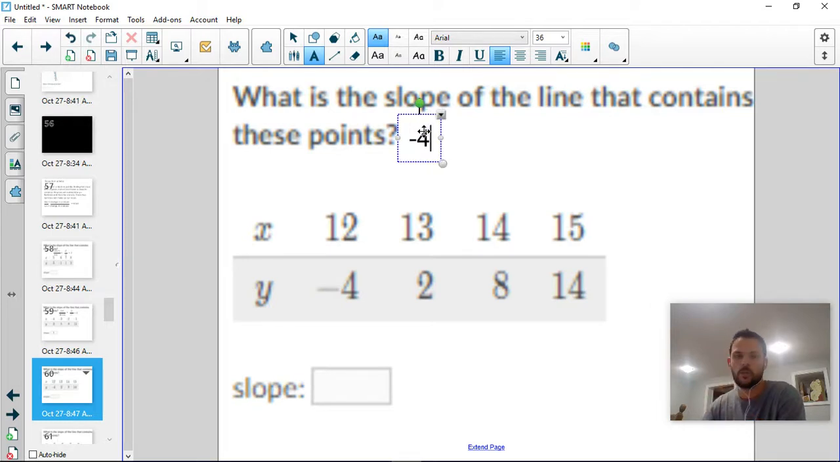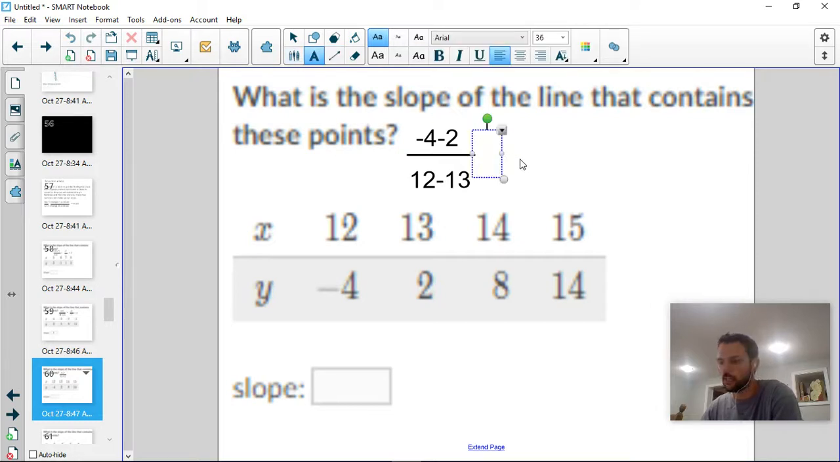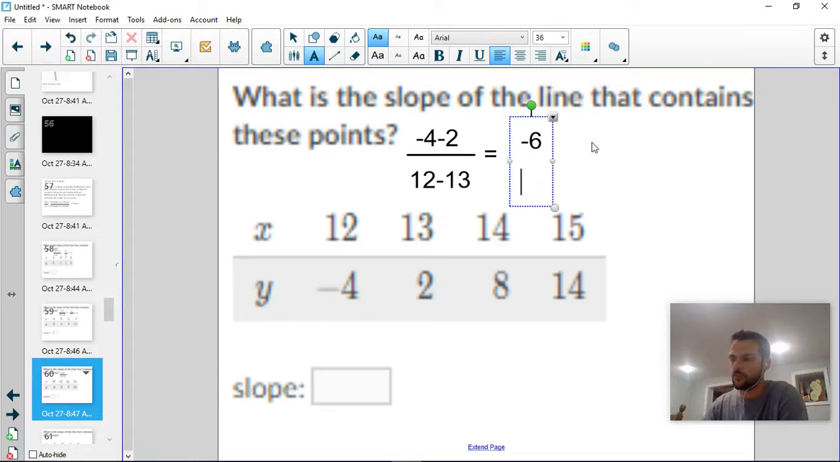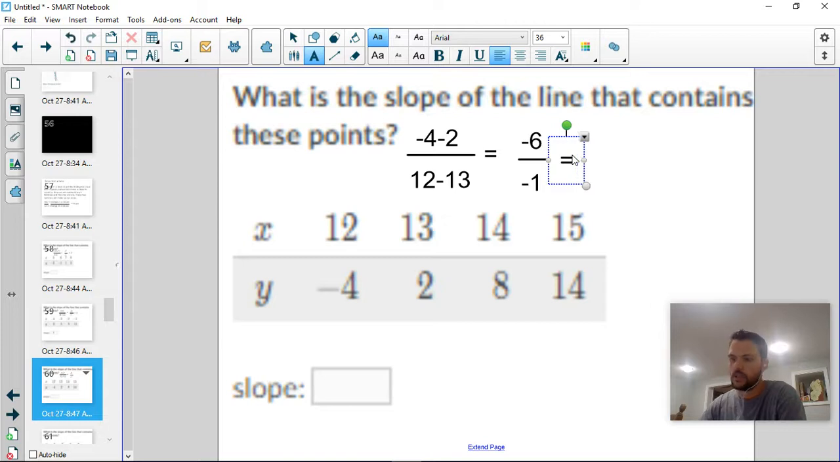Let's do -4 minus 2, right? We're always subtracting here. And then find the difference in the x's. So that'd be 12 minus 13. And again, let's try to center that up a little better, make it a little neater. Let's get an equal sign in here and simplify this guy. So -4 minus 2 is -6. 12 minus 13 is -1. All right, let's pretty it up a little bit here. Equal sign. -6 divided by -1 is +6. This time our slope would be 6.